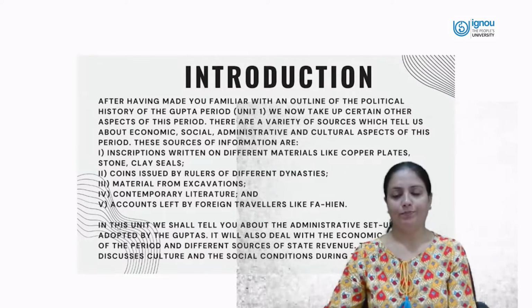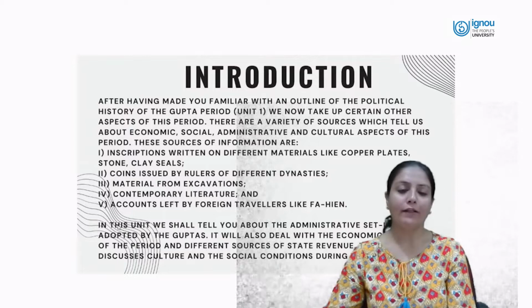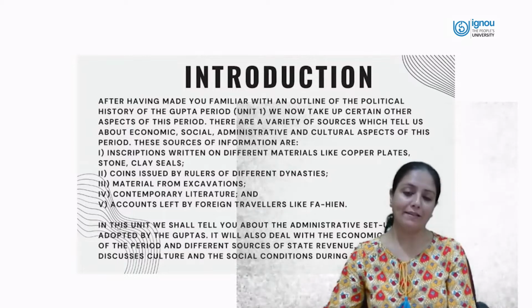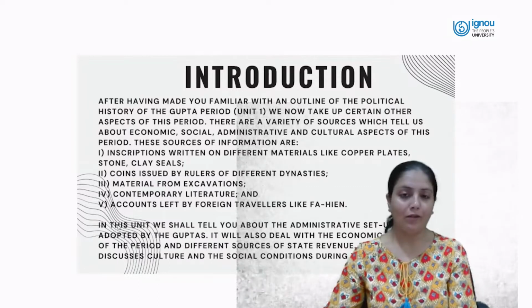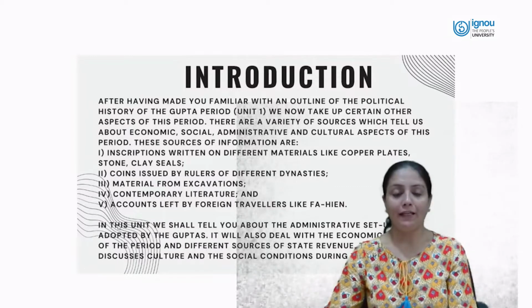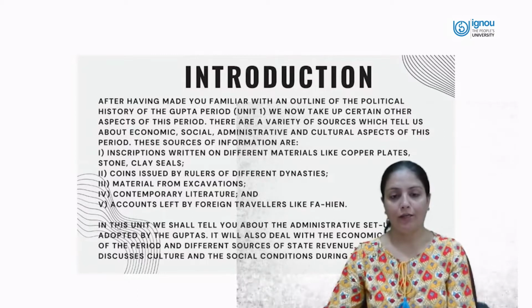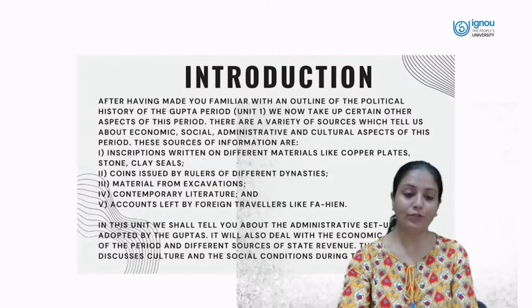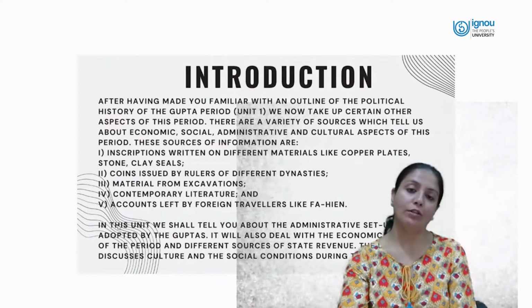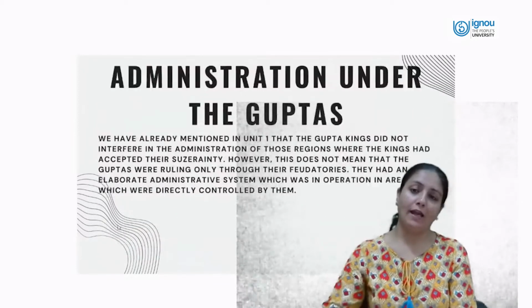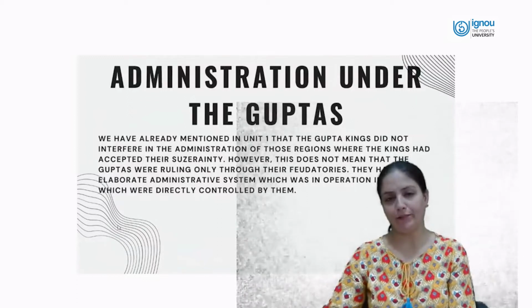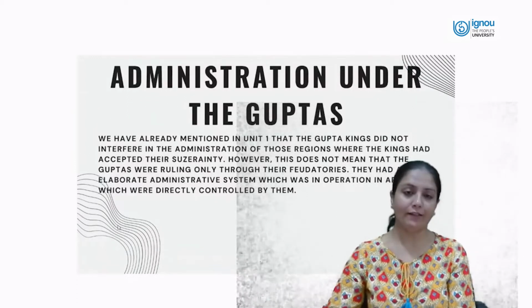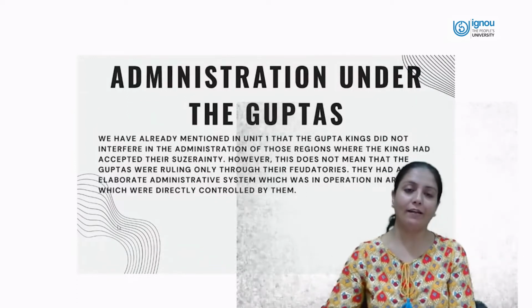Next, accounts left by foreign travelers, like Fa-Hien, who came there to know about Lord Buddha. He has written a lot of things in his book. We will study about this. These were the sources to know about the Gupta period. Next, administration under the Guptas. How they administered their reign.